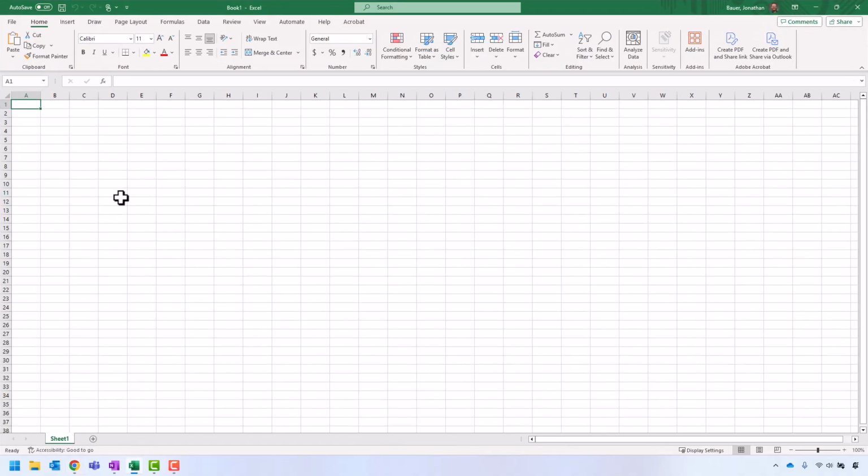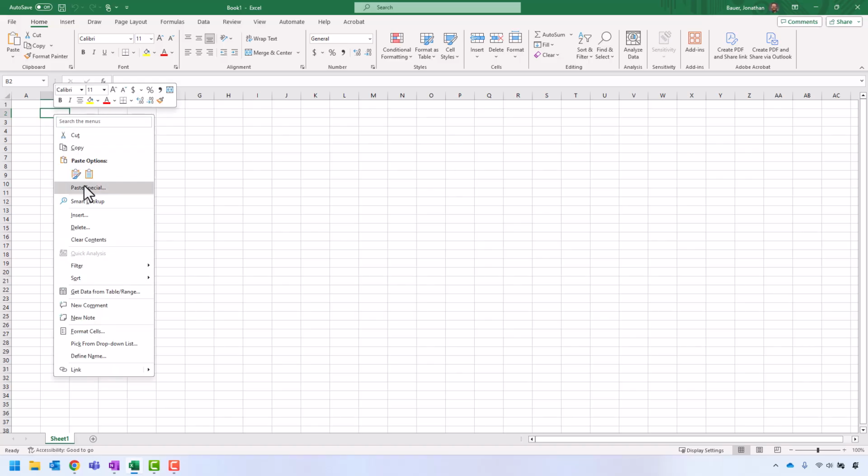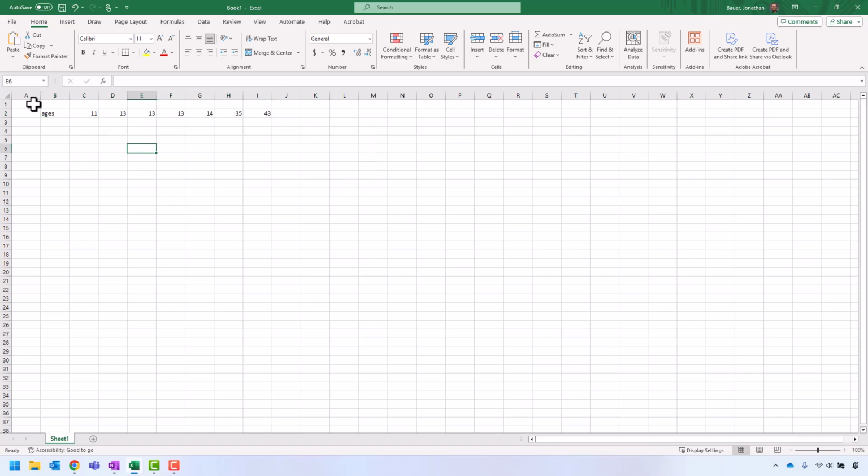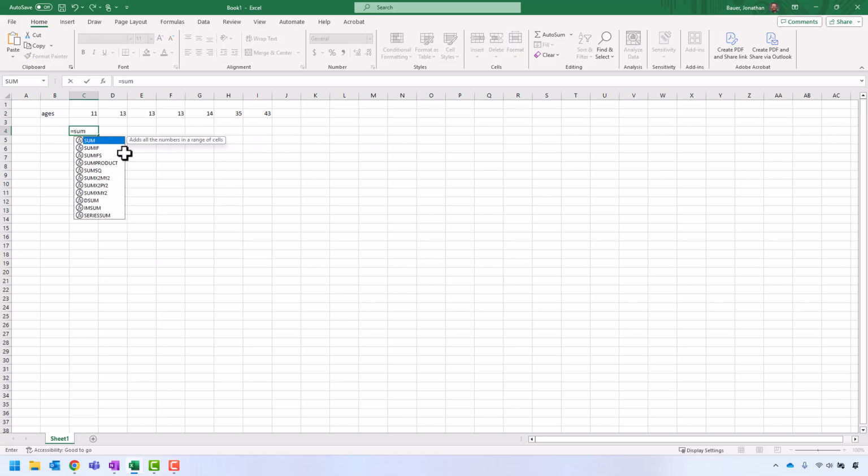and jump over to Excel. I like to use Paste Special if I can, if it makes it turn out okay. So this is our first example, and we have these ages here. Now Excel doesn't necessarily love stuff being in rows instead of columns, but for the sum we're really okay with it.